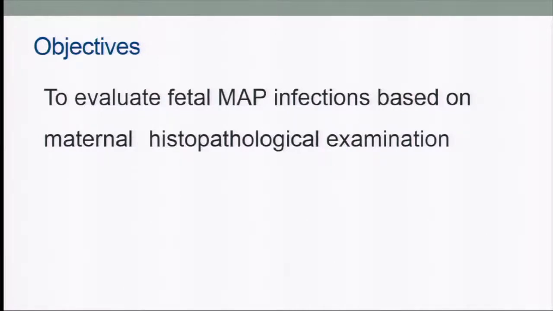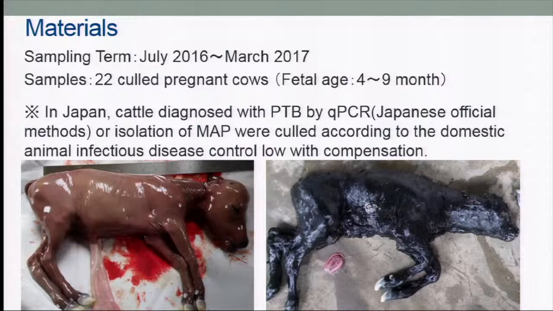The aim of this study was to evaluate fetal MAP infection based on maternal histopathological examination, which could then allow for effective and efficient PTB control. In Japan, cattle diagnosed with PTB by qPCR, the officially recommended diagnostic technique for PTB in Japan, or by isolation of MAP were culled according to the domestic animal infectious disease control guidelines, with a low level of compensation.